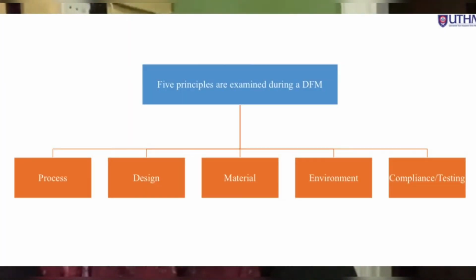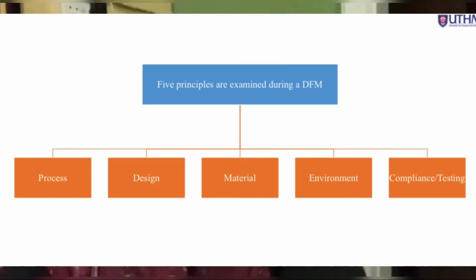Next, five principles are examined during a DFM. DFM stands for Design for Manufacturing. It's the process of designing parts, components, or products for ease of manufacturing with an end goal of making a better product at a lower cost. So first is process, number 2 is design, number 3 is material, number 4 is environment, and 5 is compliance or testing.